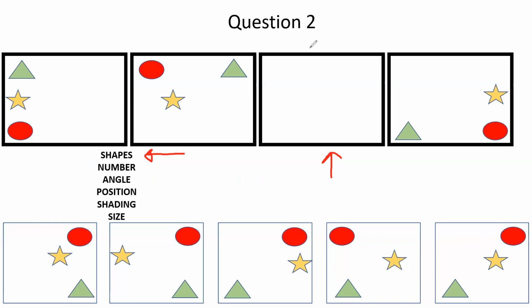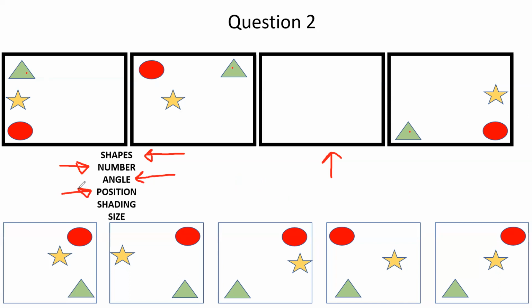Now, if we look at the triangles, can you see every triangle is the same orientation? It doesn't rotate at all. So we don't want our triangle to rotate. The same can be said about the stars and the circles. If we look at the stars and the circles, they do not rotate. So we know that angle has nothing to do with this question. So we move on to position.